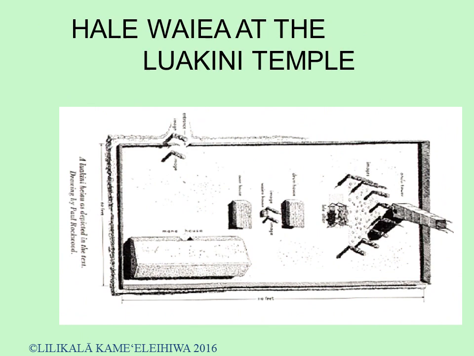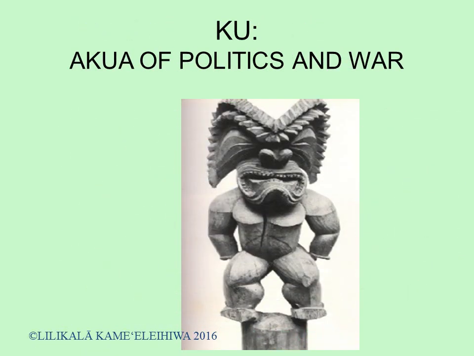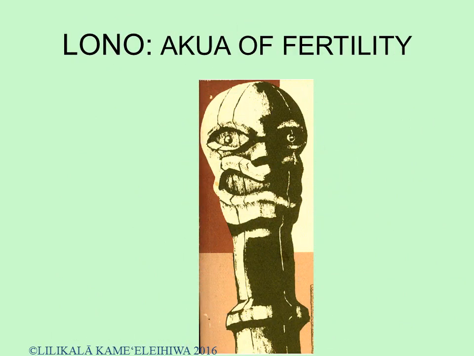Okay, so the hale vai'ea, vai meaning water or essence, ea of sovereignty, is actually right in the very middle of the temple, between the two posts, between the two houses, right in the middle. You go right to the middle, that's the hale vai'ea. And this is where we would worship at this temple. Ku, the Akua of politics and war. Lono, Akua of fertility.